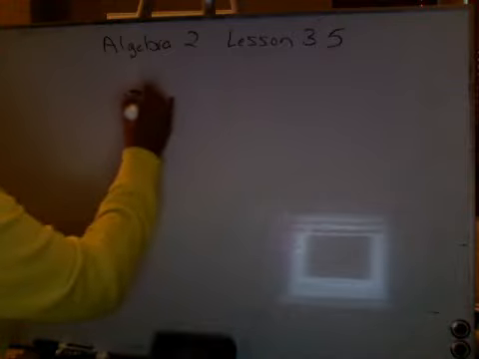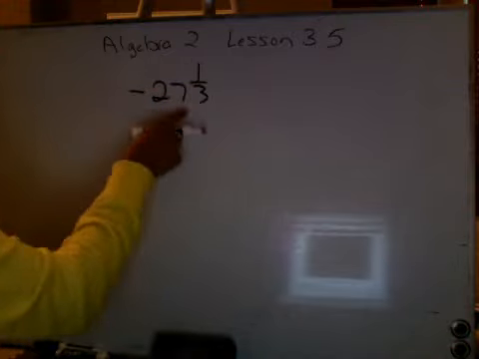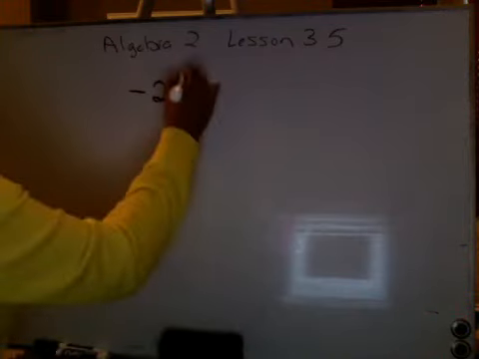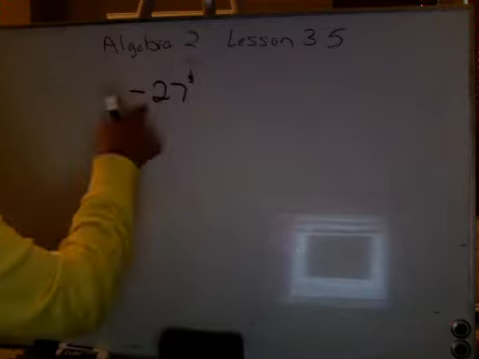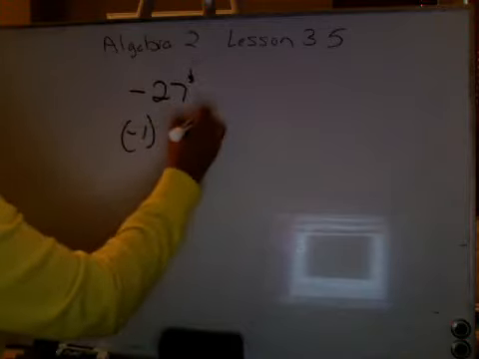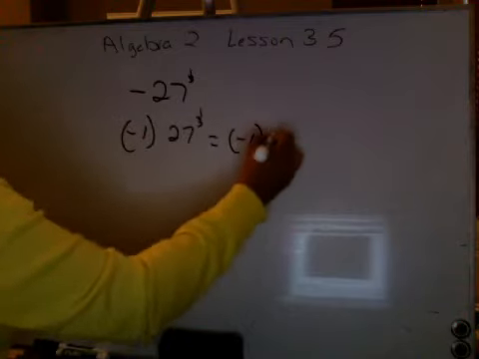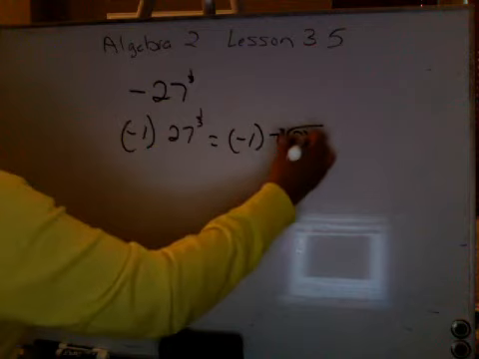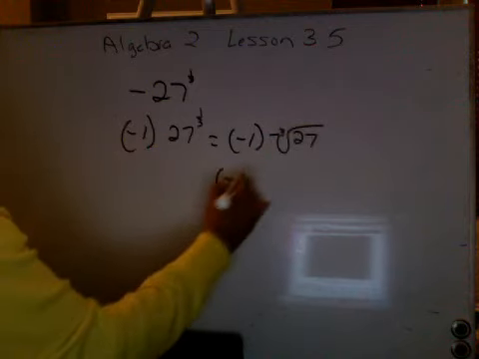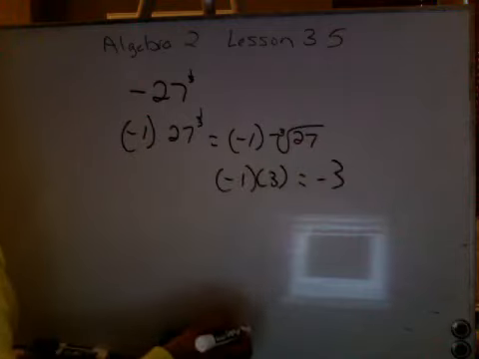Let's look at negative 27 to the 1/3. Okay, well, this negative is not protected by parentheses. It's not parentheses, so it's negative 1 times 27 to the 1/3, and that's the same thing as saying negative 1 times the cube root of 27. The cube root of 27 is 3, so negative 1 times 3, or simply negative 3.